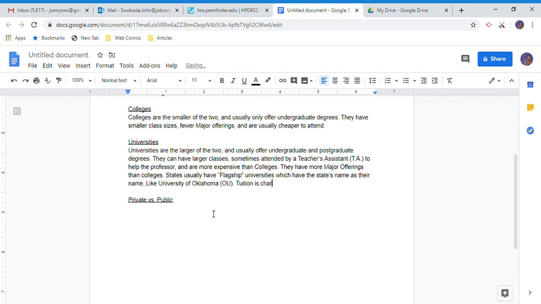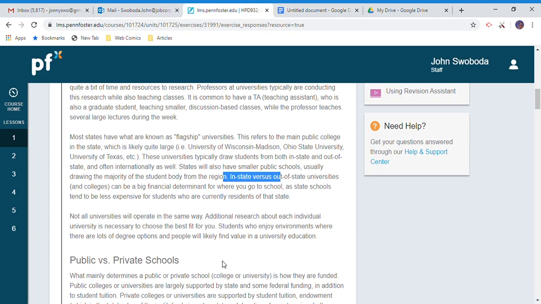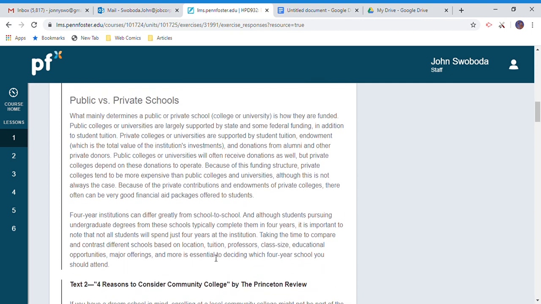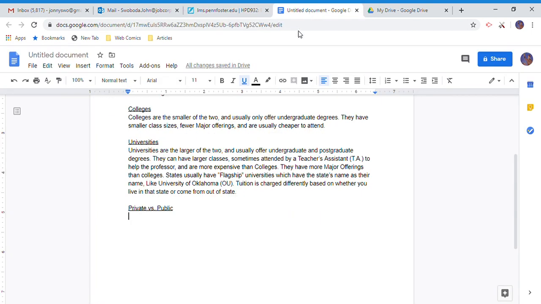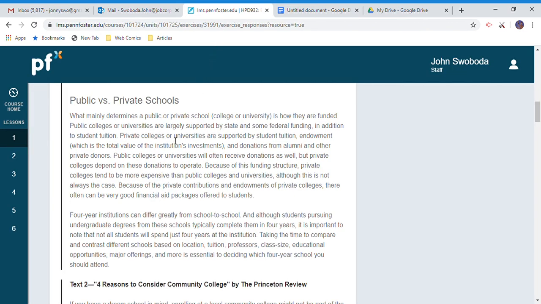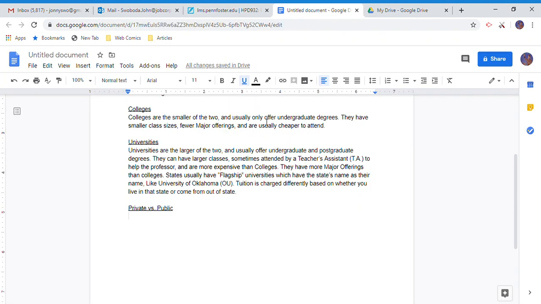Tuition is charged differently based on whether you live in that state or come from out of state. There we go. Private versus public. Supported by the state and some federal funding. Yeah. Okay.